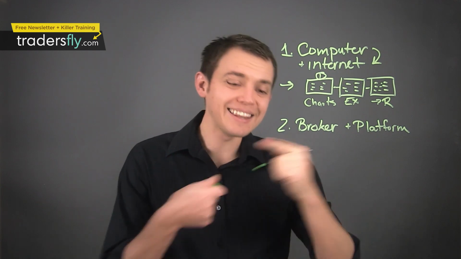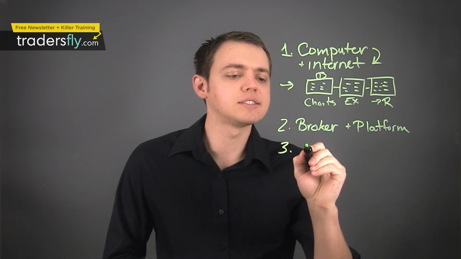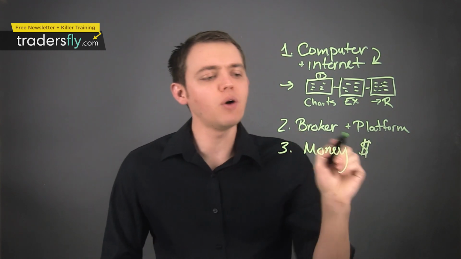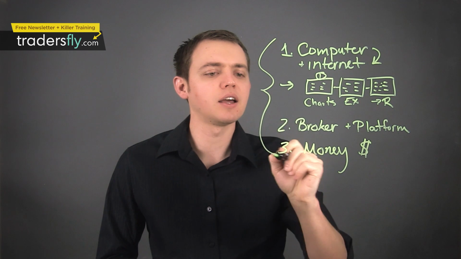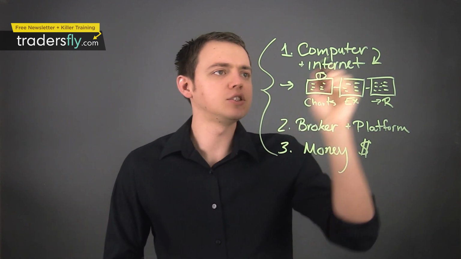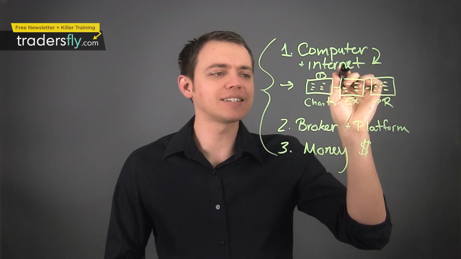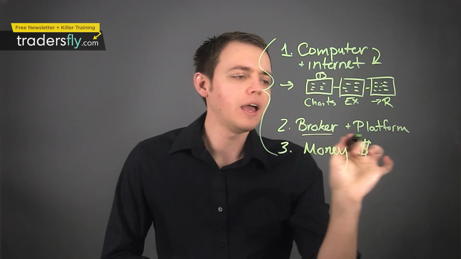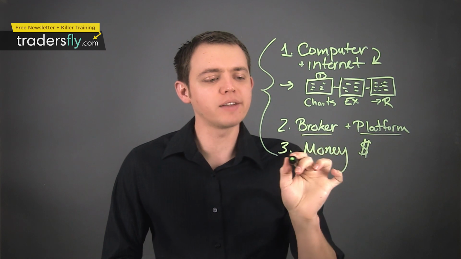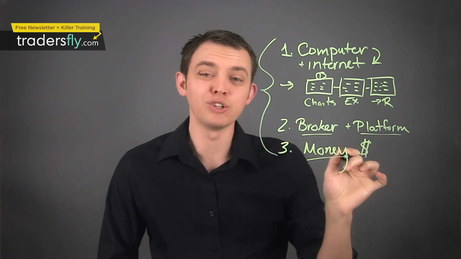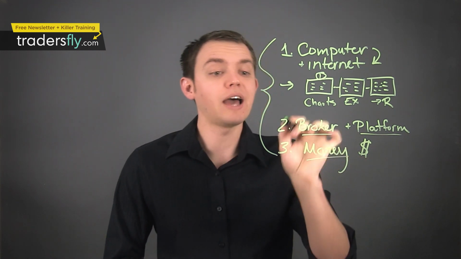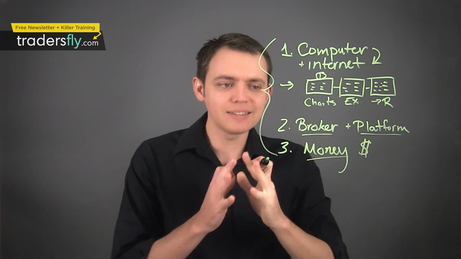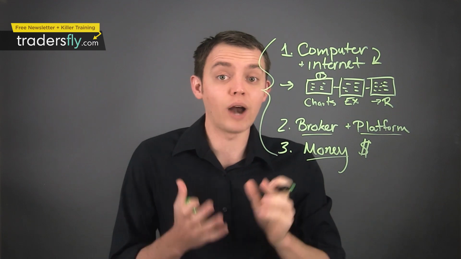And finally, the last thing that you need is money or trading capital. So if you don't have these three things, you really can't make a trade because you need the computer with internet access to connect to your broker platform. And in order to get a broker platform, a lot of times you have a minimum requirement on your capital. So you need money to actually be able to trade. So all these three things tie together so that way you can place and route an order.